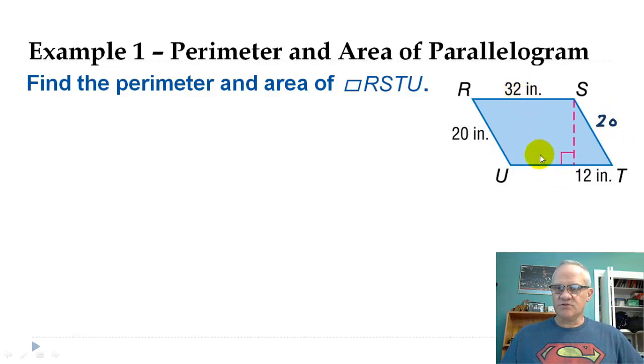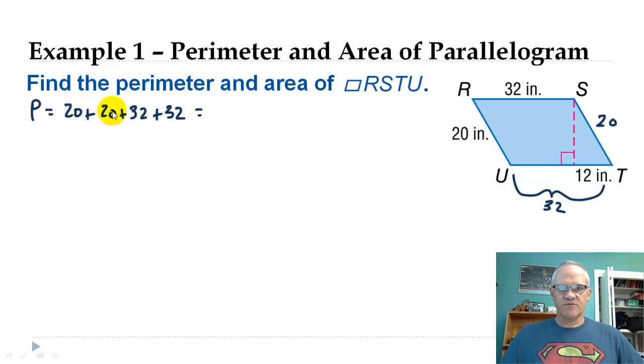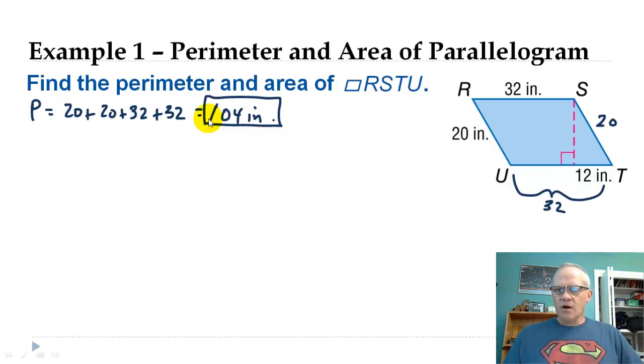And this is 32. They tell us that this little part here is 12, but since this is 32, that means this whole thing here is 32. And so to find the perimeter, all we'd have to do is add those up. We've got 20 plus 20 plus 32 plus 32. So it'd be 40 and 64, so that'd be 104 inches. Okay, so there's the perimeter. Easy.